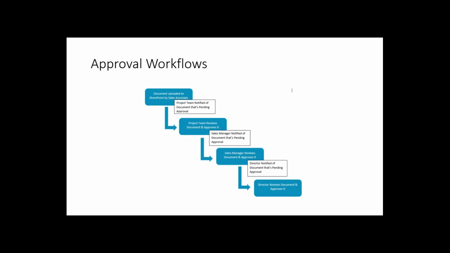Then you have approval workflows. In approval workflows, there are single approval and multiple approval types. For example, in this specific case, when a sales associate uploads a document, it will go to the project team. As soon as they receive an email, they can approve it. Then from the project team, it will go to the sales manager, and once the sales manager approves it, it will go to the director. So it is an end-to-end approval workflow, and once one specific approval authority approves, it will go to the next level.